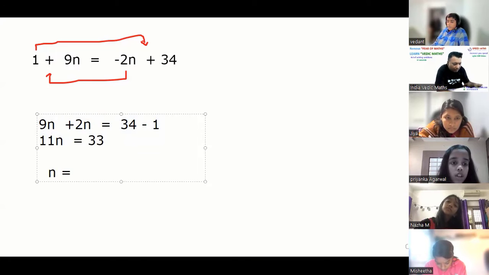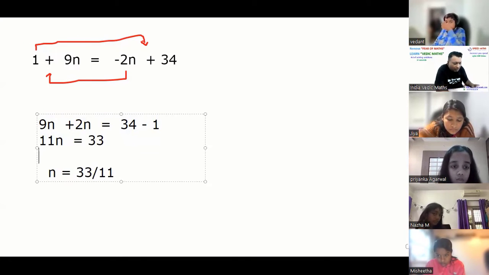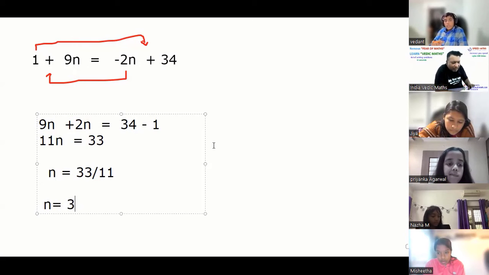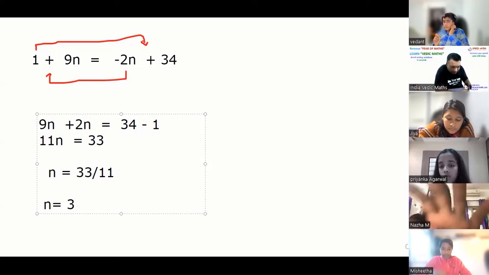What is the next step? We will divide 33 by 11, because 11n means 11 times n. Multiplication, so it becomes divided by. So the answer is 3. So easy. Is everyone clear? Then write CC. If you have a doubt, ask me. We'll move on to the next type.